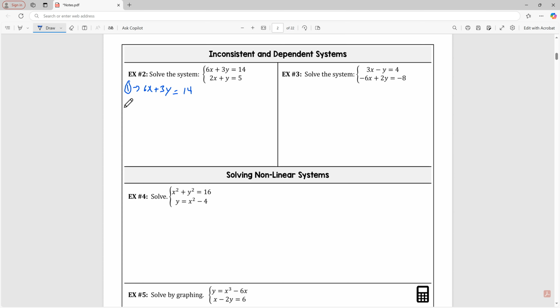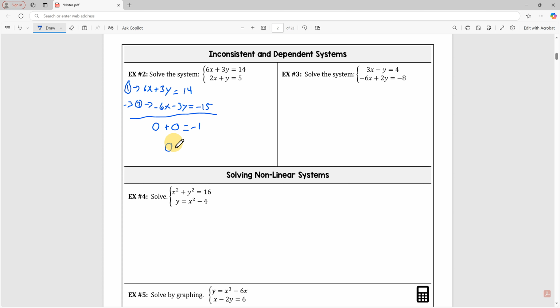My second equation, though, I'm going to multiply it by -3. So I'm going to do -3 times equation number 2. And if I do that, I'll get -6x minus 3y is equal to -15. I'm going to go ahead and add these two together. Positive 6x plus -6x is 0. Positive 3y plus -3y is also 0. And 14 plus -15 is -1.